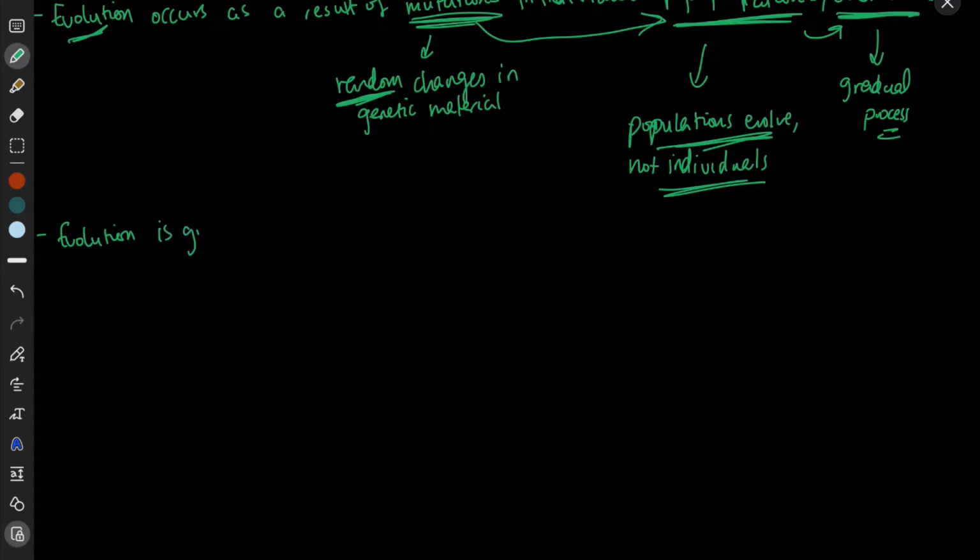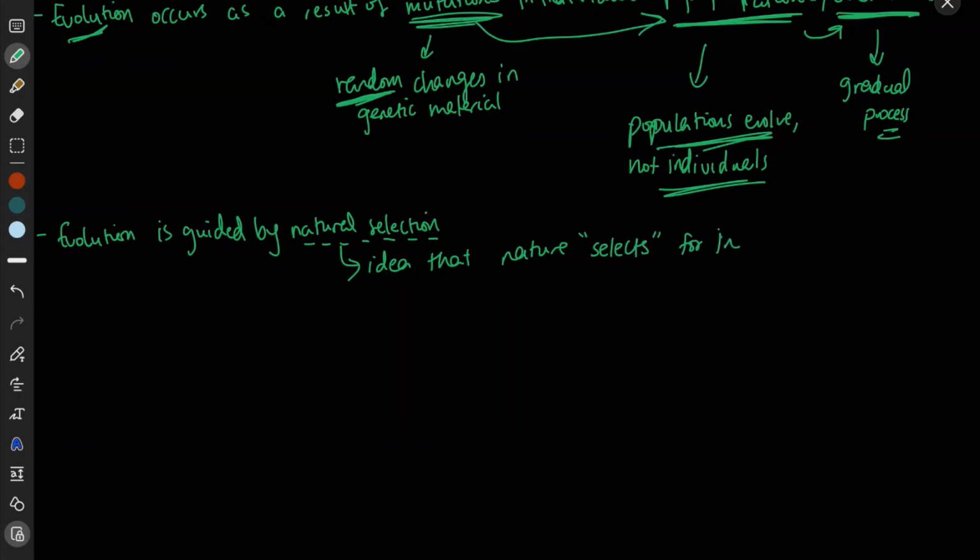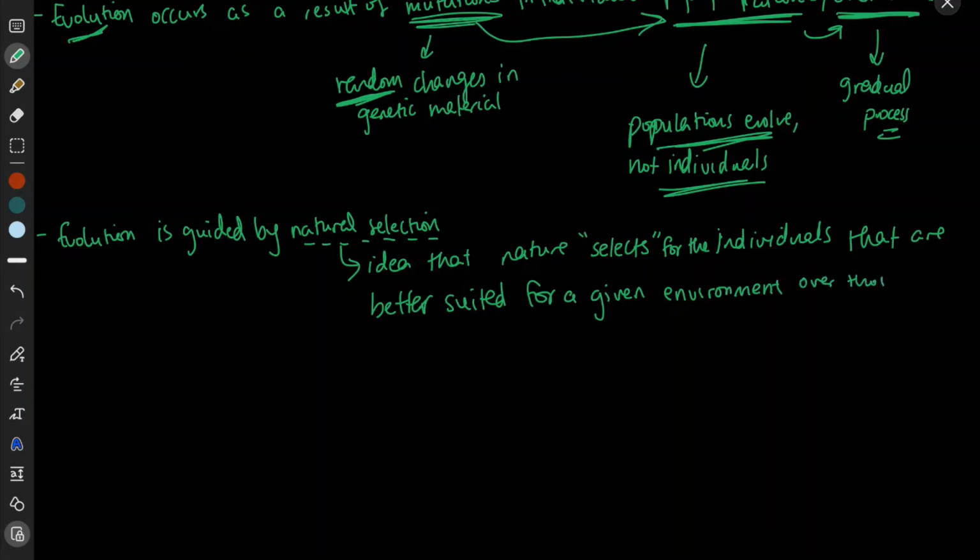Actually, let me write this way. Evolution is guided by natural selection. And the reason for this is because natural selection is just the idea that nature selects for individuals better suited for an environment, for a given environment, over those that are not.